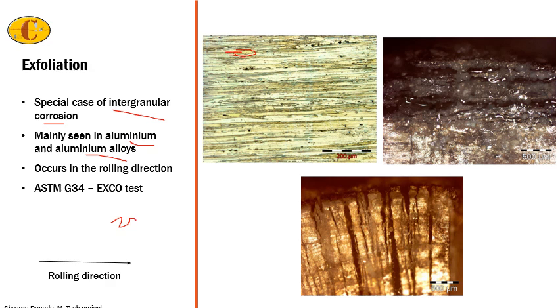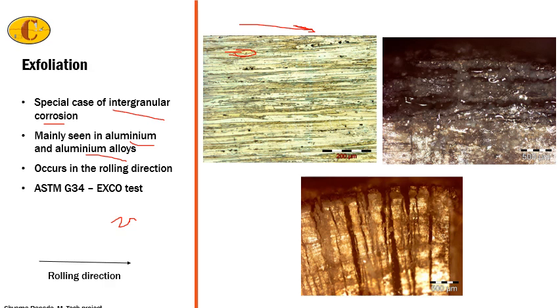Hence, when you have a rolling direction in this way, the grains are elongated in the same direction. As a result, when you expose this component to corrosive medium, such as moisture, dissolved oxygen, chlorides, etc., they will react with the zinc intermetallics or the fine intermetallics along the grain boundaries and dissolve them. So basically you have layers of the grains separating from each other.